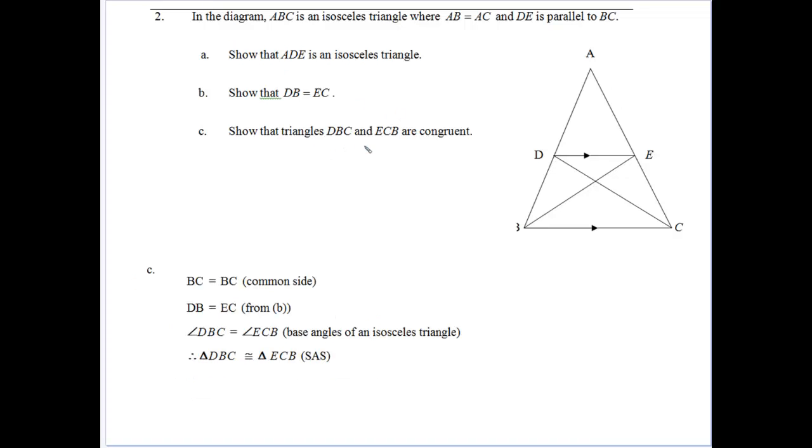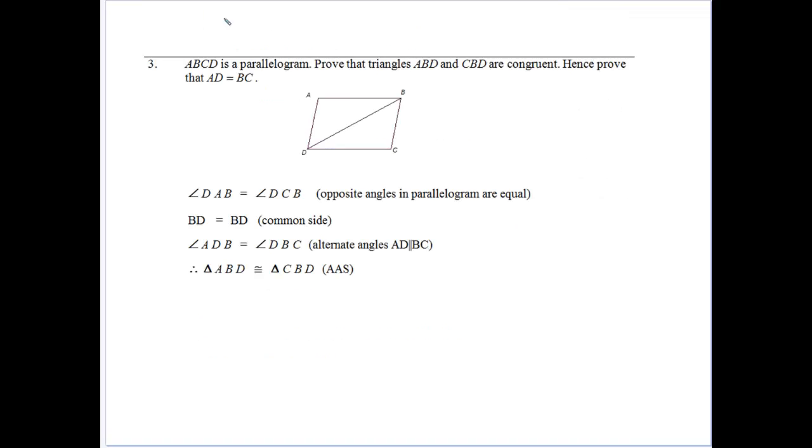And then show that DBC and ECB are congruent. Well, if we look there, BC is a common side of both triangles, because we've got the triangle here and then the triangle there, and they're the same. We also just proved in the last part that these two sides were equal, and we also know that the base angles of an isosceles triangle are equal, so we've got two sides and an included angle, so side angle side works for us.